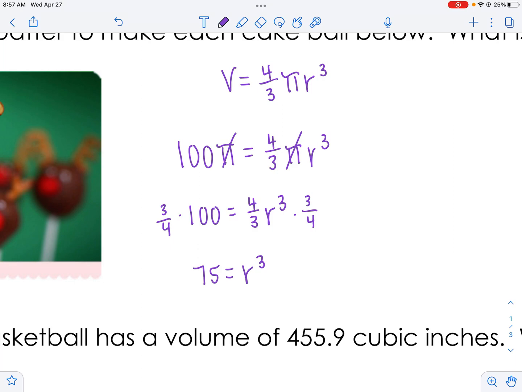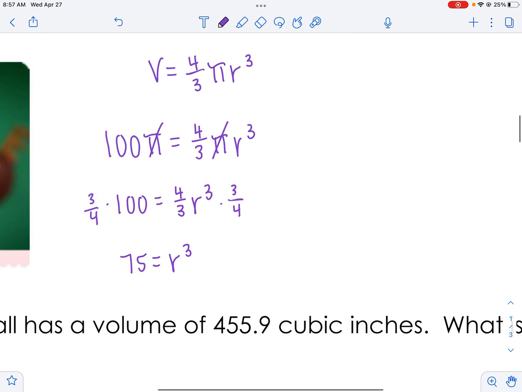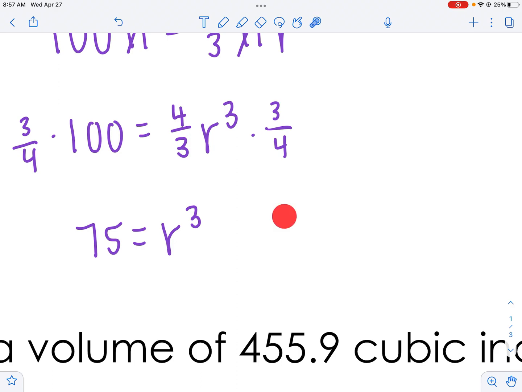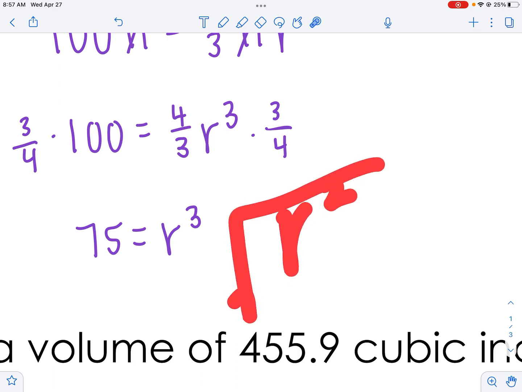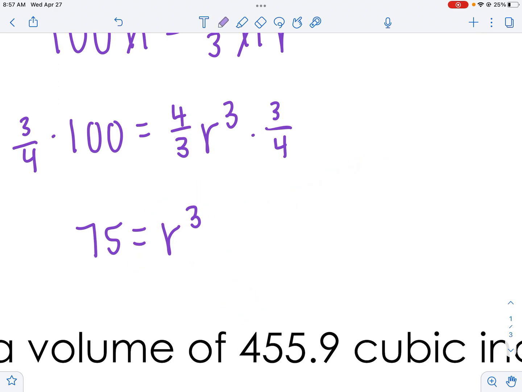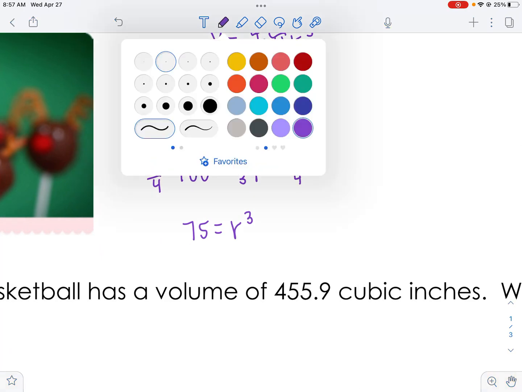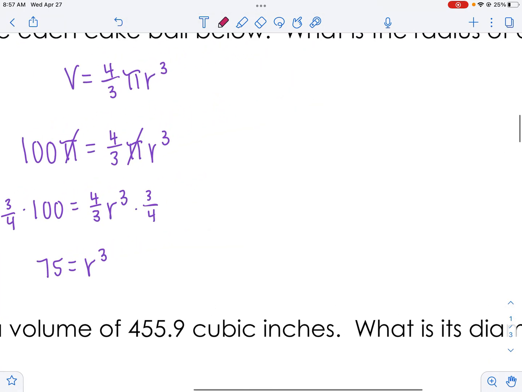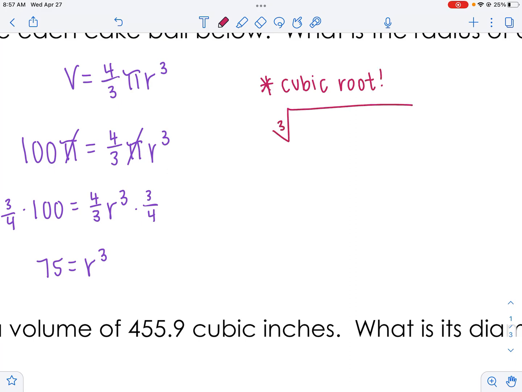Now this is where we get into something that you may remember, maybe not. If you have r squared, you do a square root. But if you have r cubed, you do what's called a cubic root. And a cubic root looks just like this. It's kind of like a square root, but they put a little 3 in there.